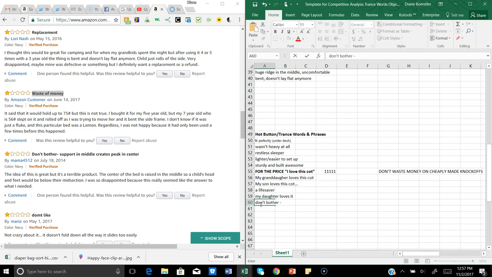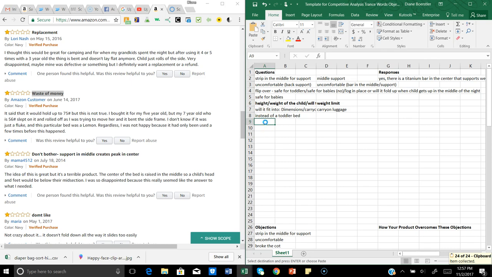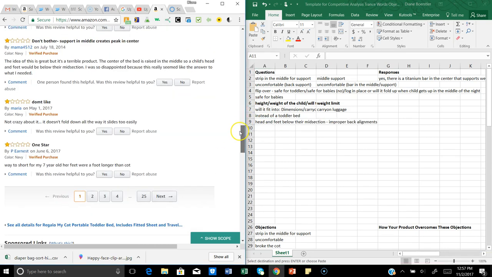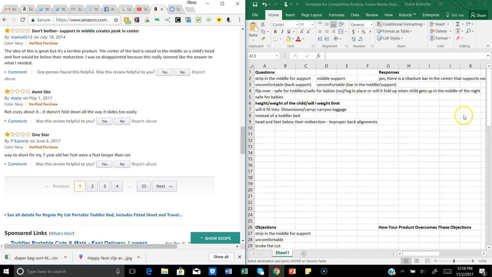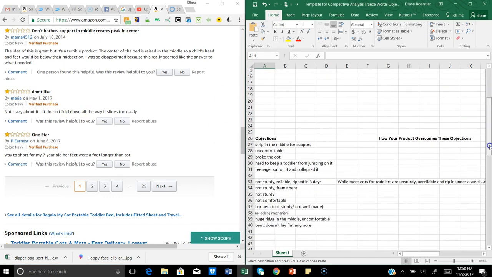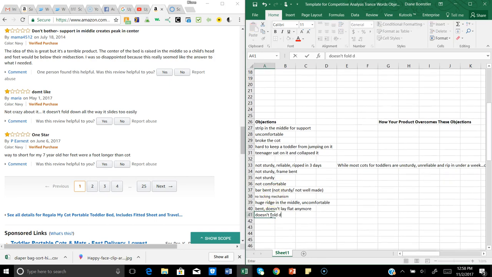And you write down the negative ones down here too. Don't bother. And why did they say idea is great, terrible products? Head and feet below their midsection. That's improper back alignment. And I'm actually going to move this as well up here. A second here. Right up here. Okay. So doesn't fold down all the way, slides too easily. Doesn't fold down all the way. Slides too, and that's two different things. Slides too easily.